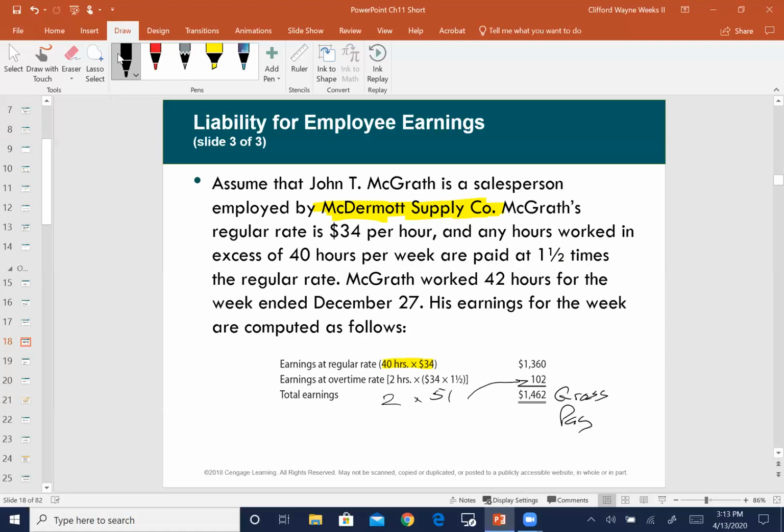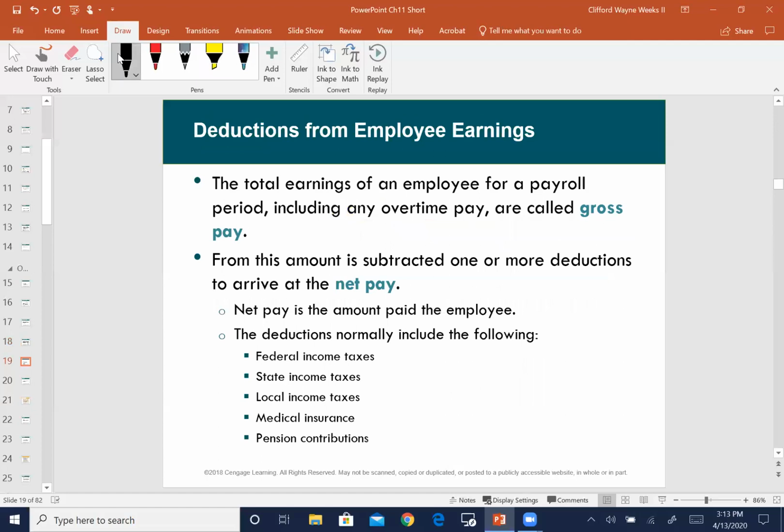Because from this amount, we're going to deduct all of his withholdings. Looking at deductions from employees' earnings, the total earnings of an employee for a pay period, including any overtime pay, is called your gross pay, or your gross wage. From this amount, we're going to subtract 1 or more deductions to arrive at the net pay. Net pay is the amount paid to the employees, the cash that we're actually going to be giving to our employees.